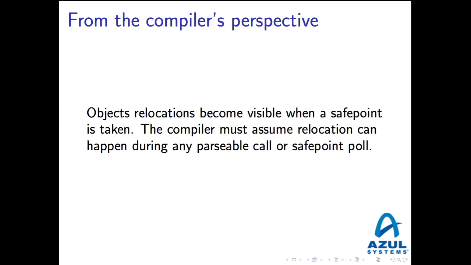There's also a two-way contract between the garbage collector and the code generated by the compiler. The compiler has to assume that any call site or any safe point poll may have the GC just come in and relocate objects. And the constraint on the GC is that it may do so only at safe points.